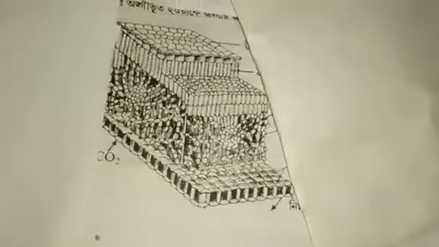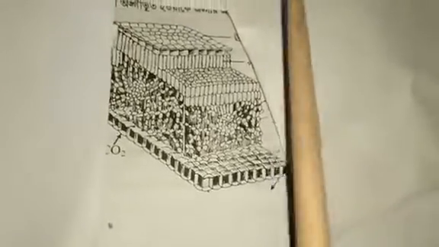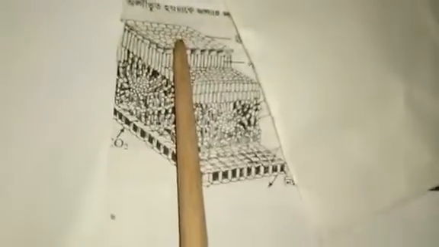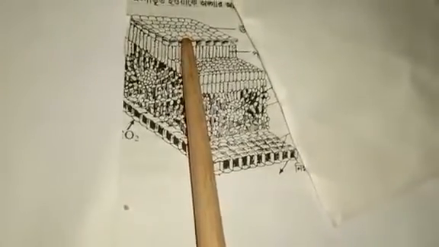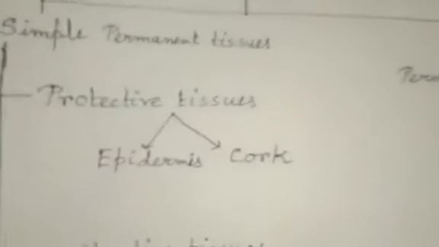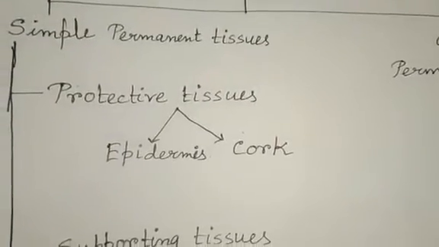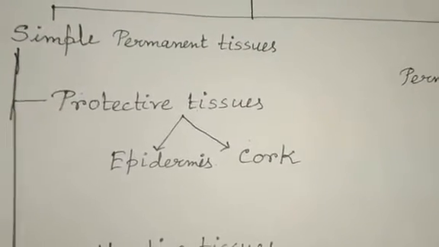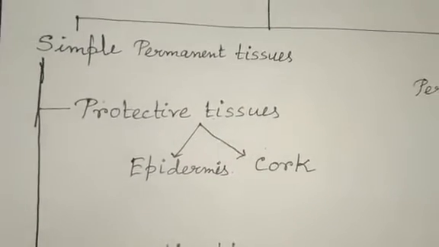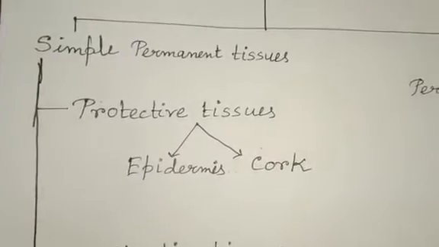Now look at this picture of epidermis of leaf. It is the section of a leaf. Here, this is the upper epidermis of leaf and this is the lower epidermis of leaf. Now this leaf epidermis secretes a waxy and waterproof layer which we call cuticle. And cork is made up of dead cells. We can find cork only in woody dicot stems.